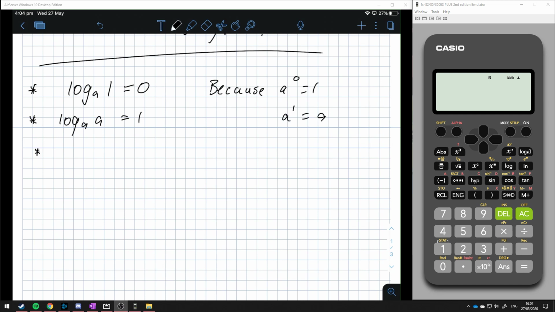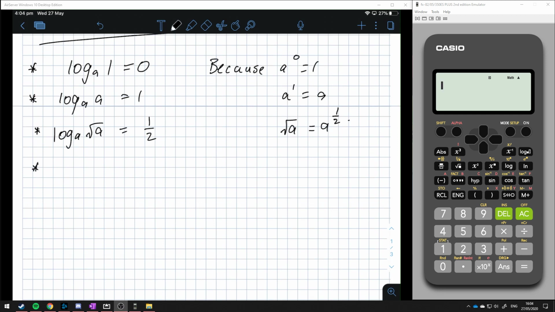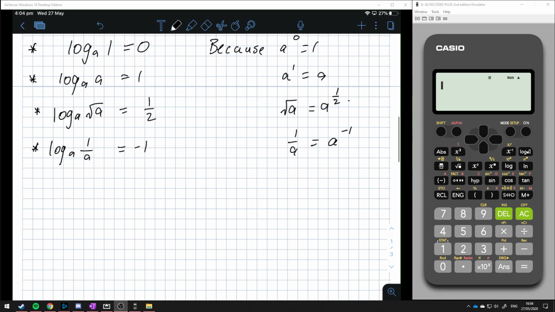Now the next one that we've got is log a of root a is equal to a half, okay? And that's because the square root of a is equal to a to the power of a half. And the next one we've got is log a of 1 on a, and that is equal to -1, and that is because 1 over a is the same as a to the -1, okay? So you can see why a lot of these log laws exist, it's just some of the results that we've come up with before.